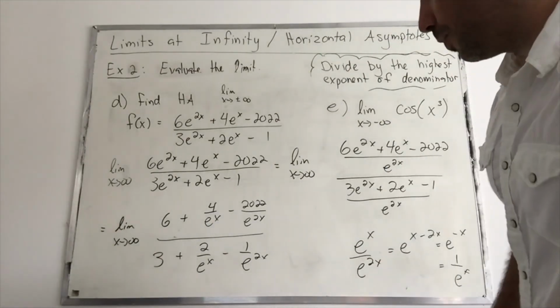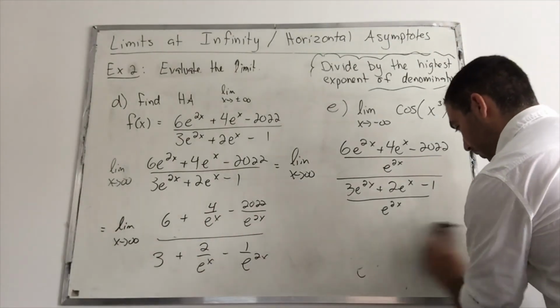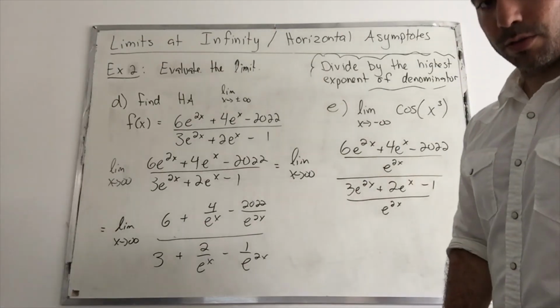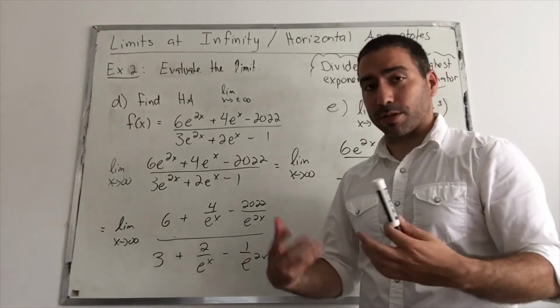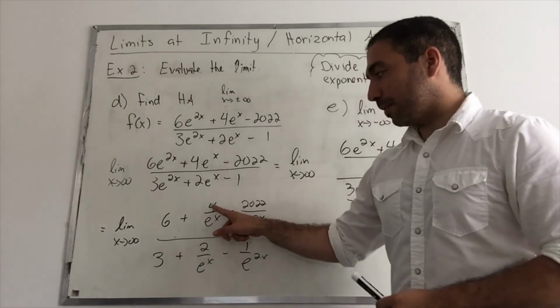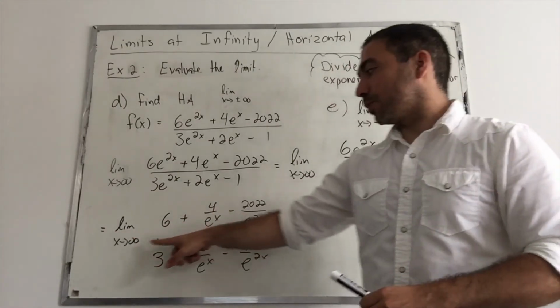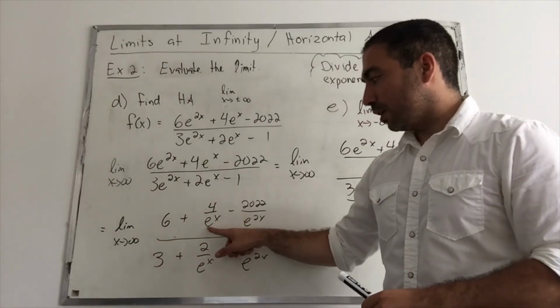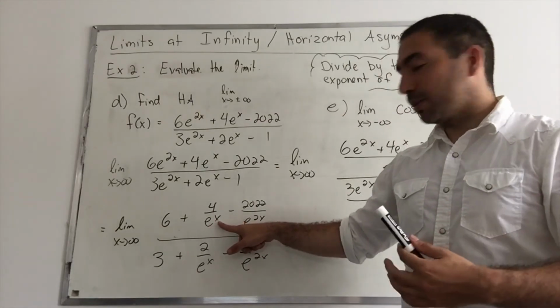And from this, we're able to solve. Because now if we take the limit, we still use our property. It looks different, but it's the same concept. 6 plus, the 6 is fine. When we take the limit as x approaches infinity of this term, the 4 over e to the x, well, e to the infinity, we saw earlier, is infinity.